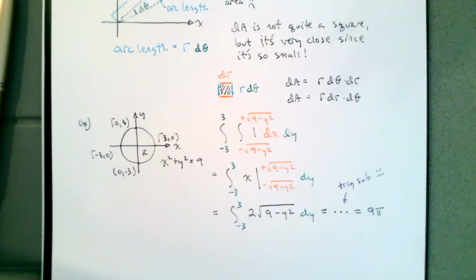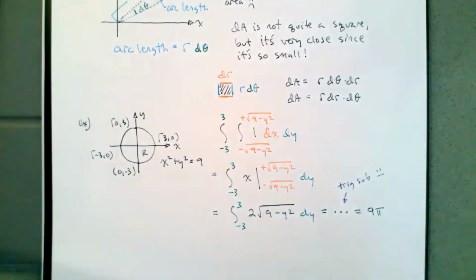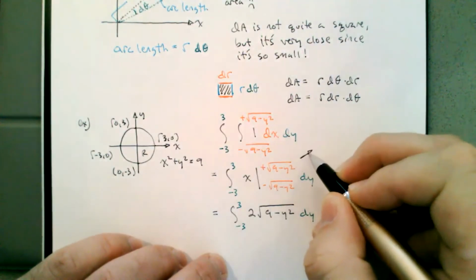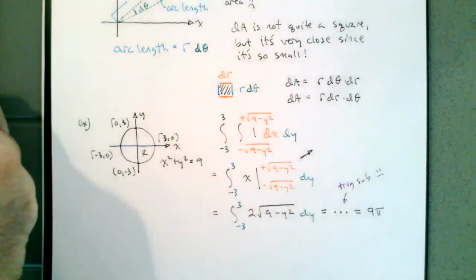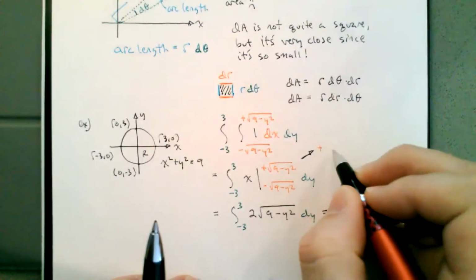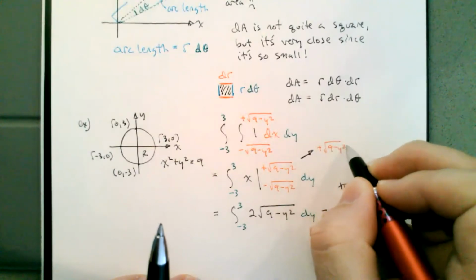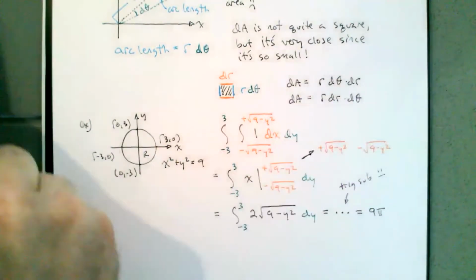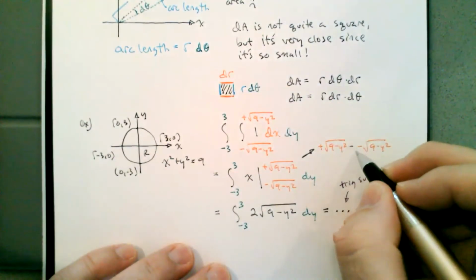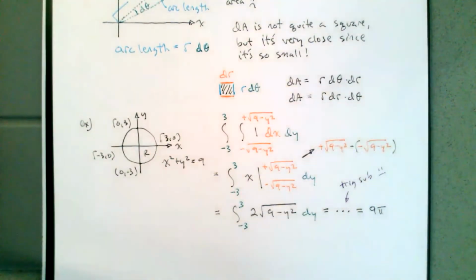So the 2 square roots of 9 minus y squared come from the fact that I plug in the positive and the negative square roots, and I subtract them. I'm just evaluating the definite integral. So I evaluate x at the positive square root and the negative square root and then subtract. So I have plus square root of 9 minus y squared and minus the negative square root of 9 minus y squared. And we're subtracting them, so that means we're adding them. And so I end up with the 2.